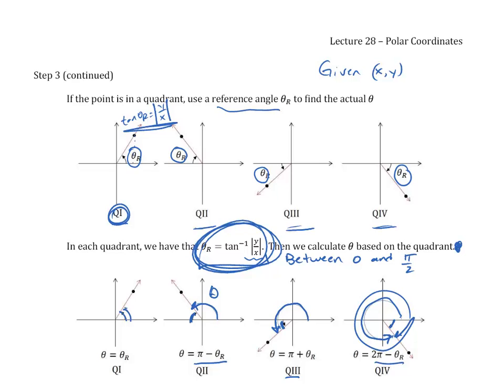All right, so let's do that. Again, finding r is simple. Finding theta, you just apply this formula for tangent inverse of the absolute value of y over x. That gives you your reference angle, and then for whatever quadrant you're in, you can find your actual theta from your reference angle.